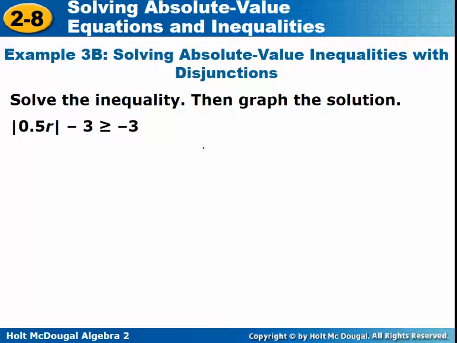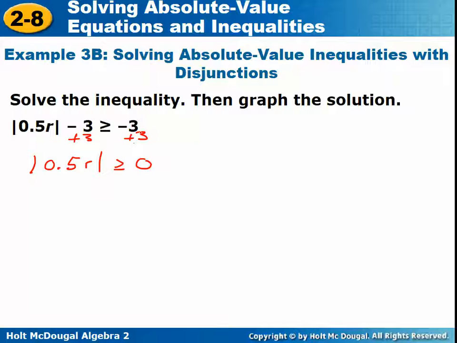Okay, so here's our next one, another example. The first step was to make sure that we have just the absolute value on one side by itself. We don't have that yet in this one. I need to add 3 to both sides so that I'll have that. Now I have the absolute value of 0.5r is greater than or equal to 0.